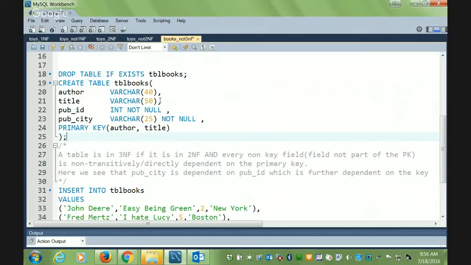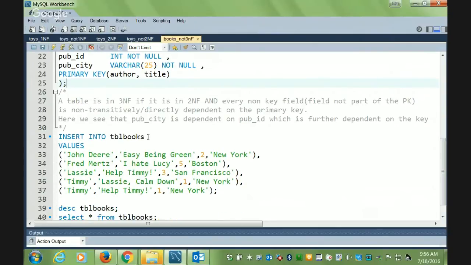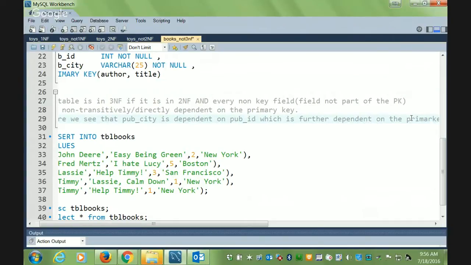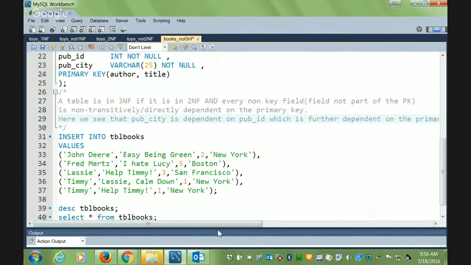So right now this table sits like this. I've said when a table is in the third normal form. I've said here that it's dependent on publisher ID, which is further dependent on the primary key. When I'm talking keys, I just mean primary key. Though I'm sure if you've heard it in another course, there is also something called a candidate key. A candidate key is simply another candidate for the primary key. That's what a candidate key is.